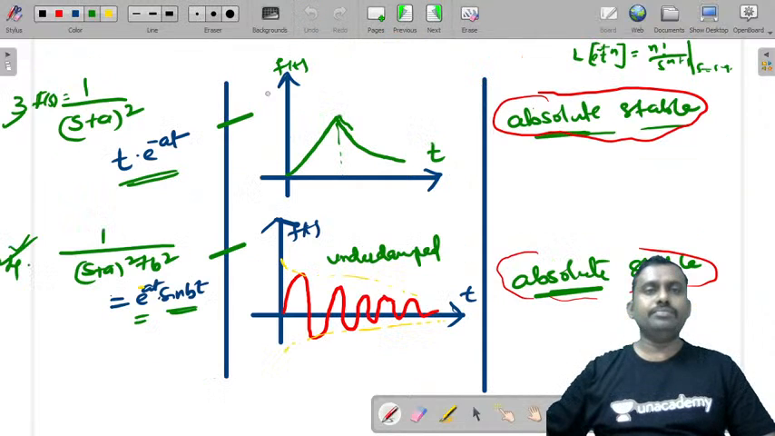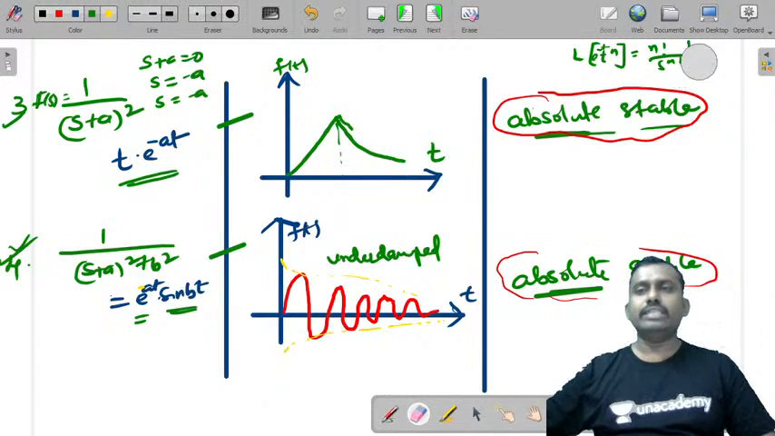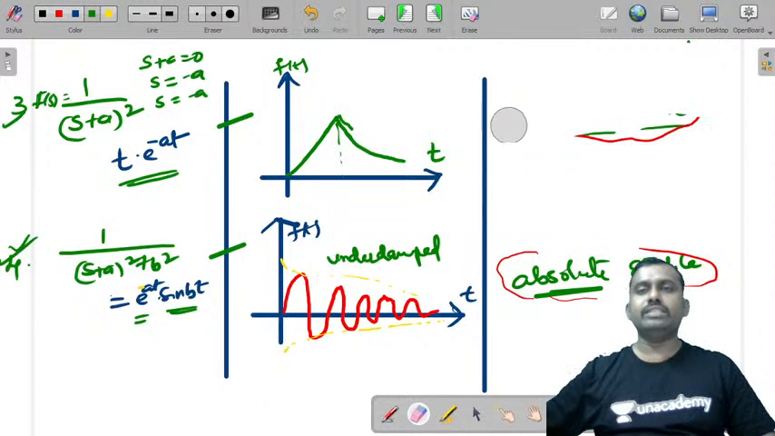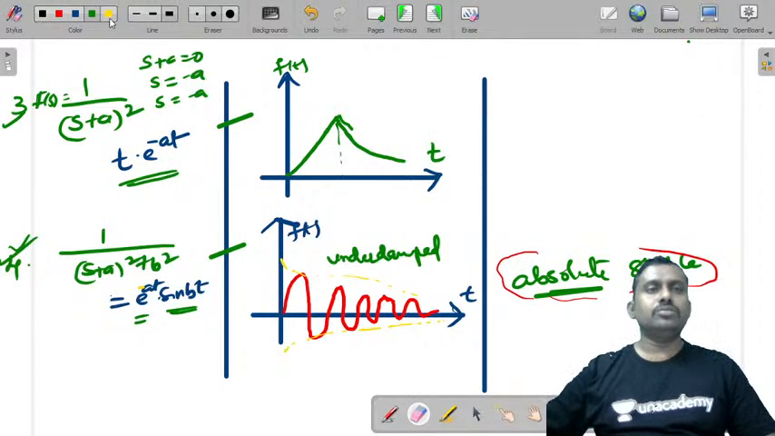Coming to the next one, now if you take this (s plus a) whole square, in the same way if you take s plus a is equal to 0, s is equal to minus a, that is (s plus a) into (s plus a) is equal to 0. Now we'll try to plot this once again. It's an absolute stable system as I have told you. So this is a stable system.